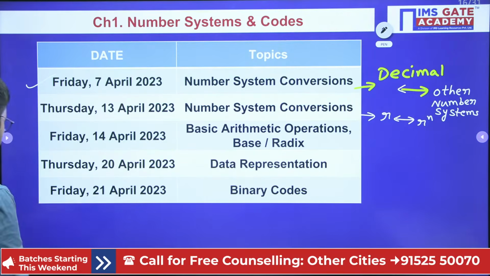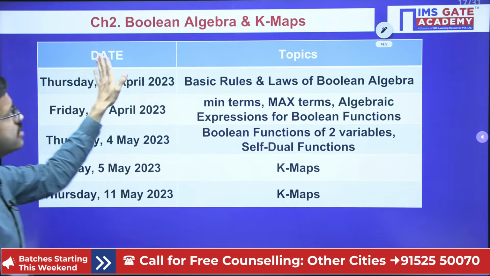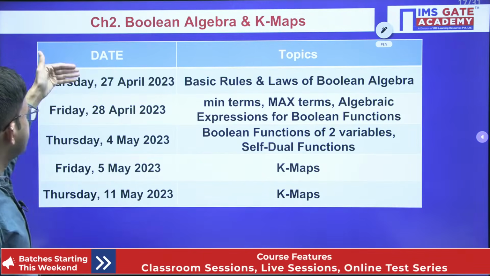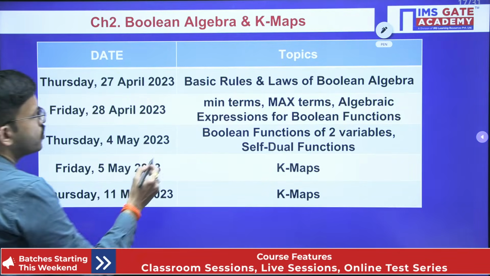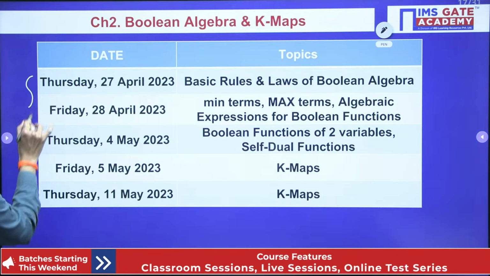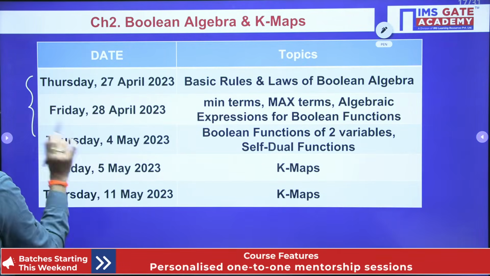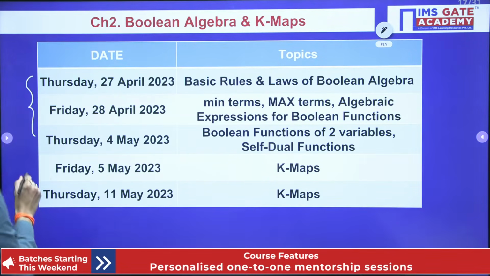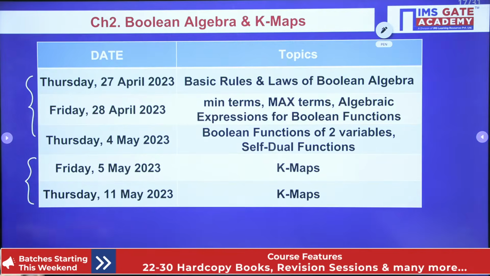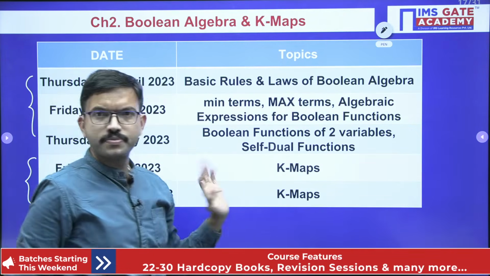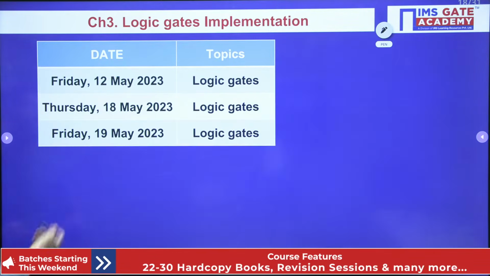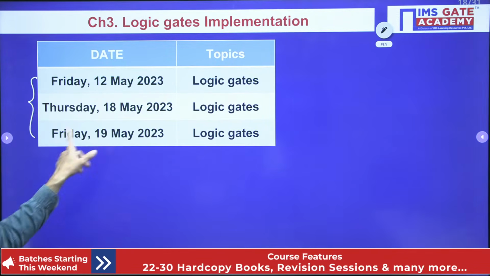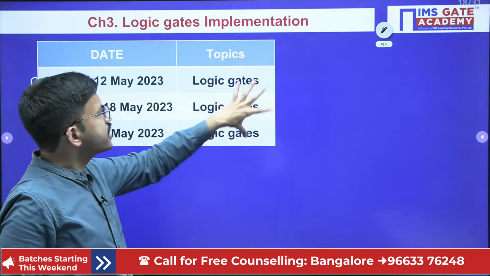Similarly, the second chapter is Boolean algebra and K-maps. These are the topics in a flow that I will discuss on these particular days. On 3 dates, 27th April, 28th April and 4th May, I will discuss the topics related to Boolean algebra, and then on 5th May and 11th May, the topics related to K-maps. After that, regarding the third chapter, logic gates, on these 3 days, 12th May, 18th May and 19th May, I will discuss the logic gates.